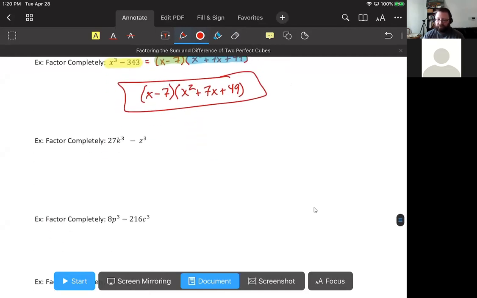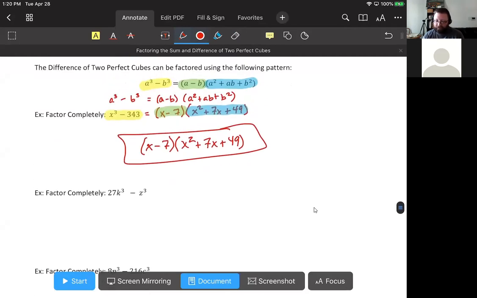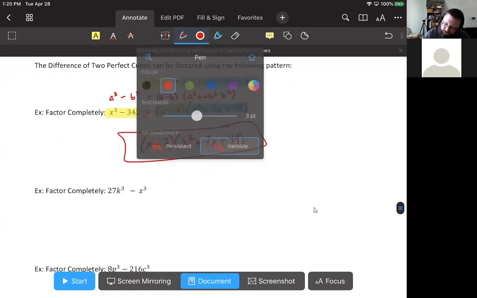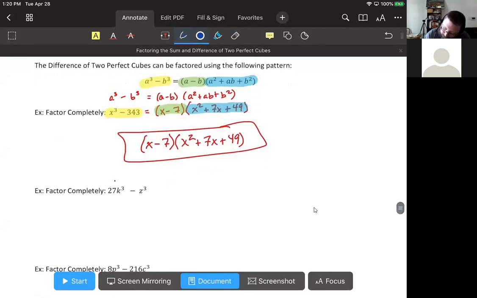Okay, same deal on the next one here. We're just going to follow our pattern. So again, I'll change the pen color so you know it goes to the new problem. A cubed minus b cubed, so that factors into a minus b times a squared plus ab plus b squared.